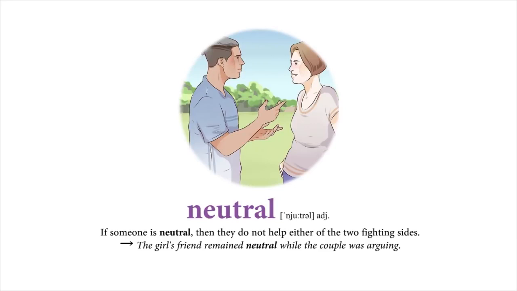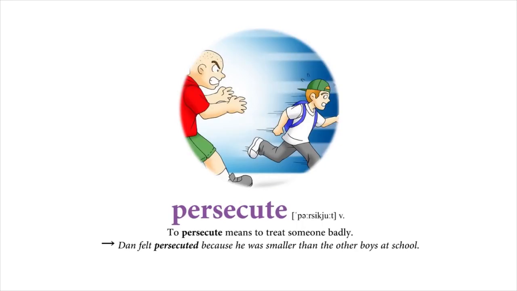Neutral. If someone is neutral, then they do not help either of the two fighting sides. The girl's friend remained neutral while the couple was arguing. Persecute. To persecute means to treat someone badly. Dan felt persecuted because he was smaller than the other boys at school.